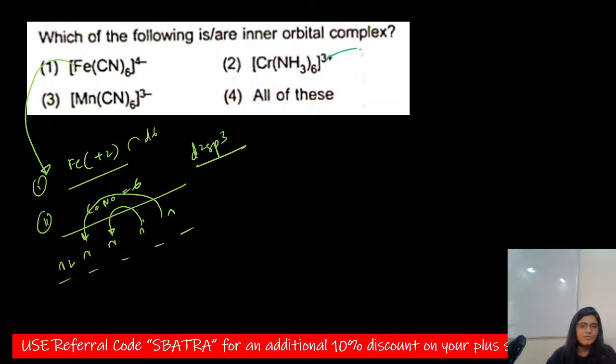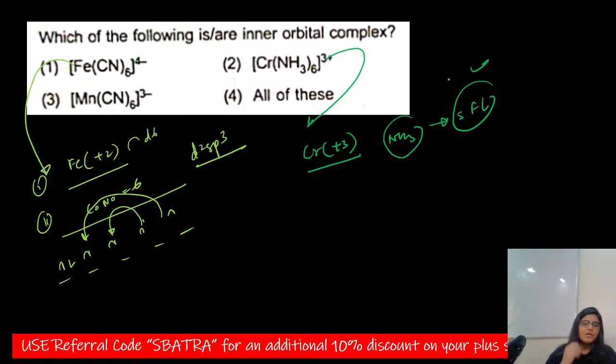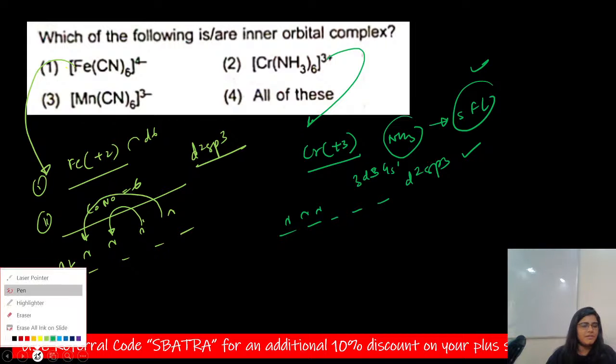Now let's talk about this complex. Chromium is in the +3 oxidation state. In the +3 case, ammonia is a strong field ligand; we will talk about that in an upcoming session. Chromium is d5 4s1, so in +3 it will have a d3 system: 1, 2, 3. There will be two vacant orbitals, so d2sp3 hybridization, again an inner orbital complex.